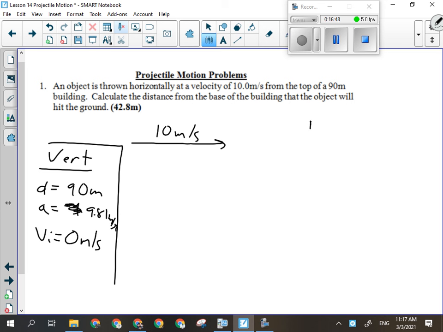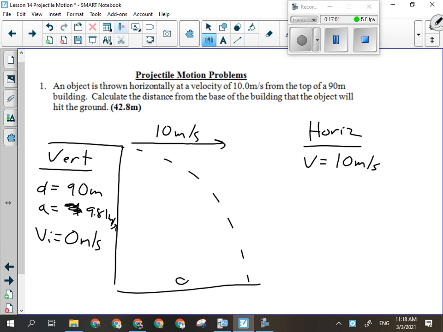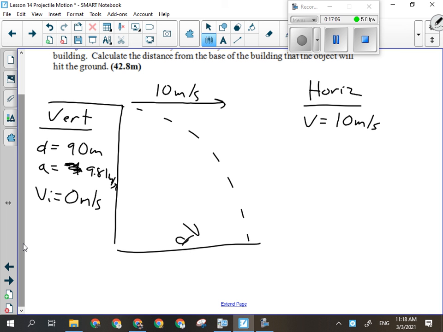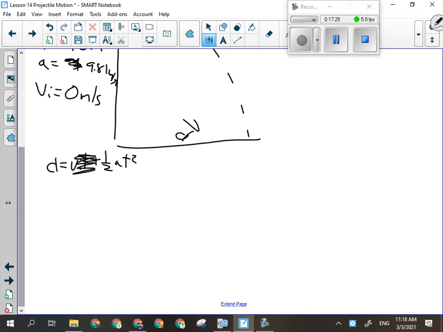Okay, from a horizontal perspective, I know that the speed is 10 meters per second. We would need to calculate the distance from the base of the building. So it's going to do this. I'm looking for the horizontal distance it travels. Okay, what can I get right now with my vertical information that might help me? Time. Yep. I have to get time from my vertical information. D equals VI times T plus 1/2 AT squared. Since VI is 0, D just equals 1/2 AT squared, and I'm solving for T.